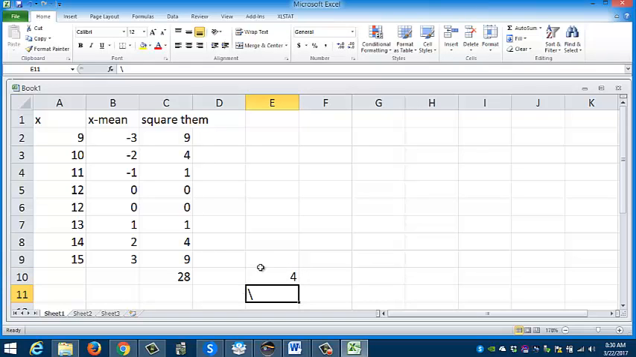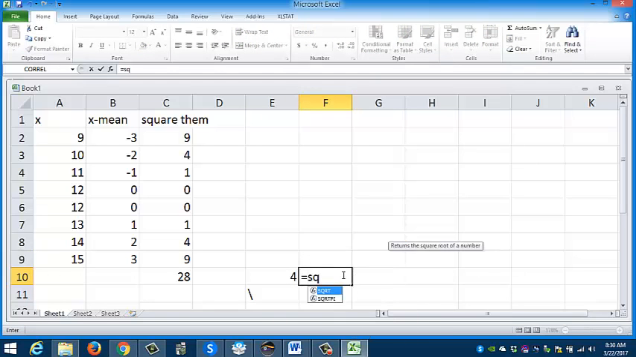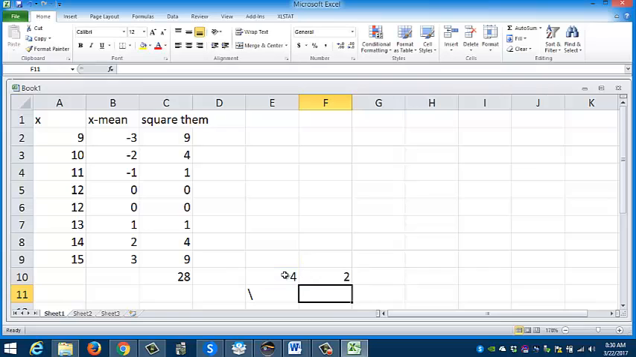And then we take the square root of that. So here's my last one. Equals SQRT is a shorthand function for square root. If you double-click it, there it is. What do I want the square root of? I'm going to click the cell, close it, enter. Okay. Wow.